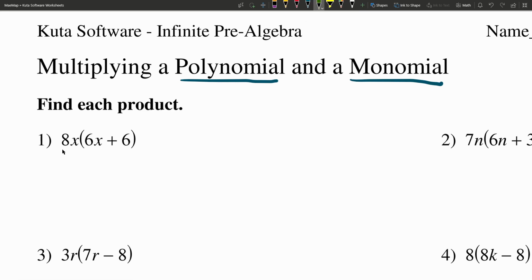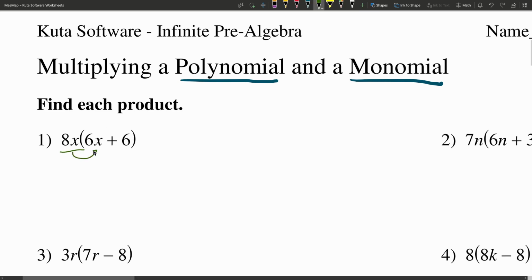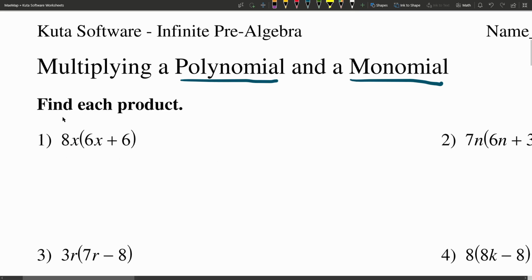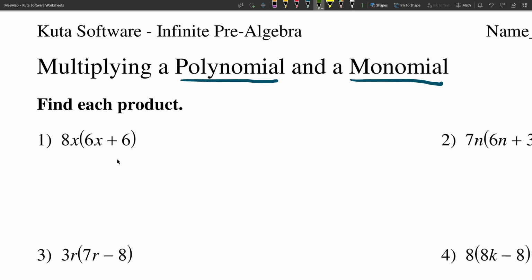How we do so is we're going to take the monomial and multiply it into each term. So the 8x will get multiplied by the 6x, and it will also get multiplied by just the 6, with addition in between. Because this is like the distributive property. We have to take this and distribute it into both terms. And that's due to the fact that we have this order of operations, or PEMDAS, that we go by.